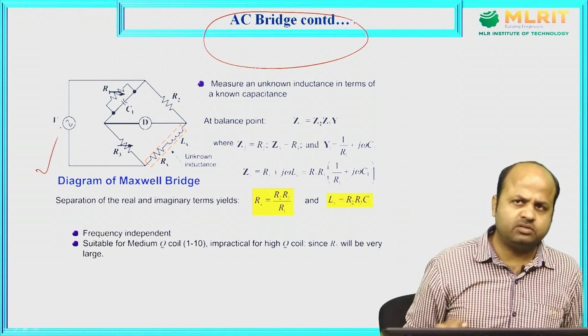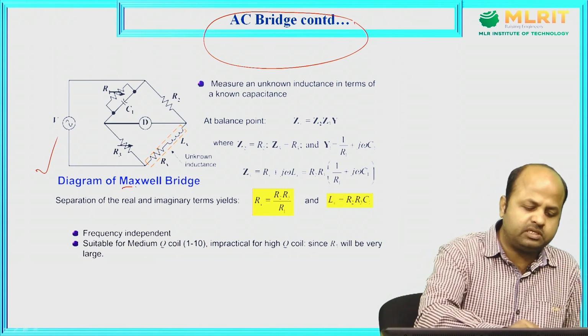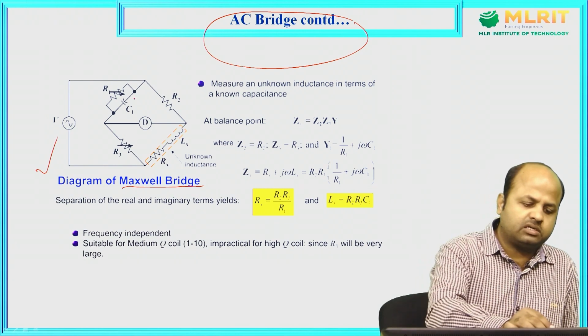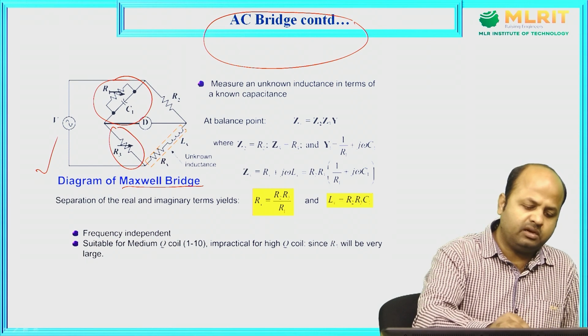In Maxwell bridge, it falls under the category of AC bridge. So Maxwell bridge is nothing but a type of AC bridge only, and it consists of 4 branches we can see here.